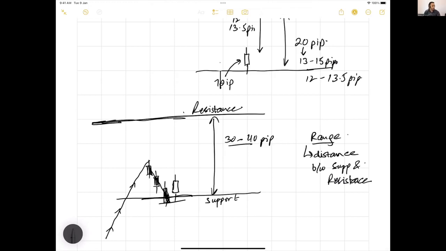Now you know that there's a high probability for the next candle to continue pushing up and give you that extra 15 to 20 pip gain. That's going to be much easier at that point.